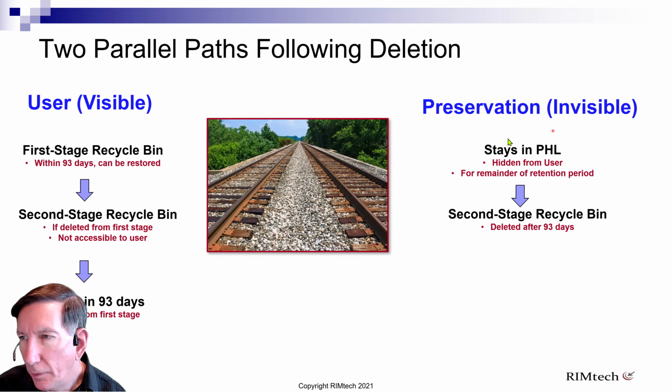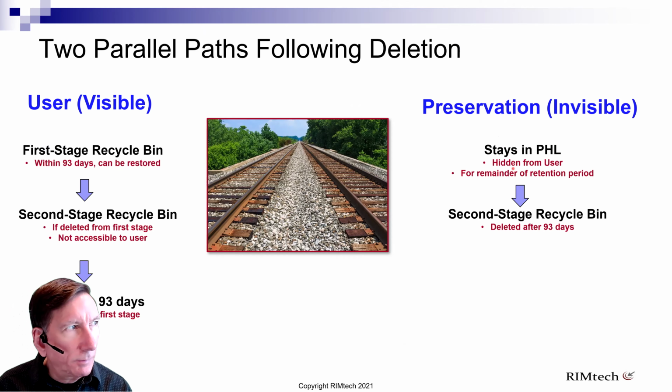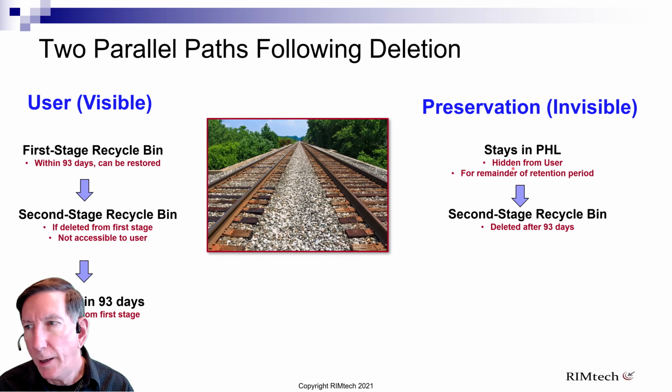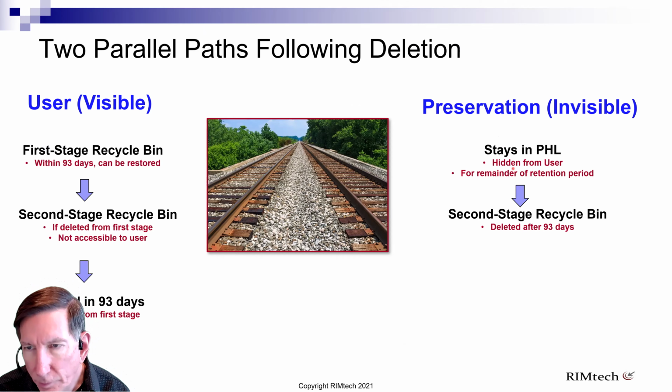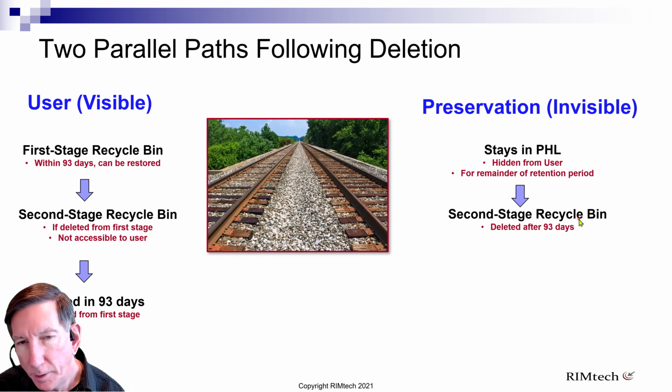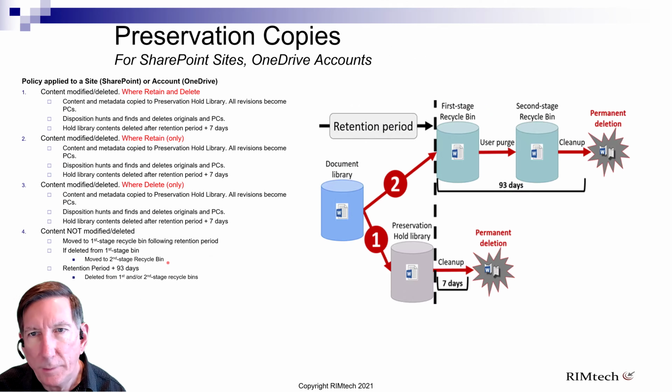Meanwhile, the first time they attempted that deletion, a copy was put in the preservation hold library, which they cannot see. And assuming there's a retention period, which all declared records would have, it stays in the PHL for the full duration of the retention period. And then it moves to a second stage recycle bin after the expiration of the full regular retention period. And then it gets deleted after 93 days. Notice there's no user involvement on this side at all, right? So you've got to be aware of this dual path.